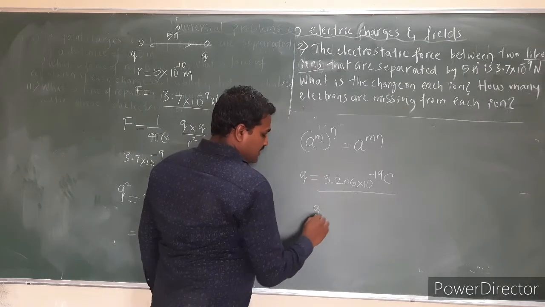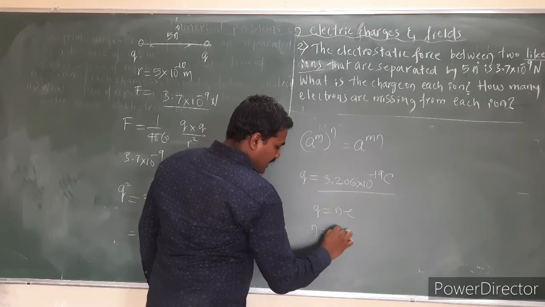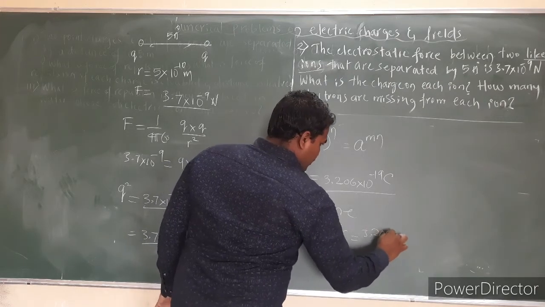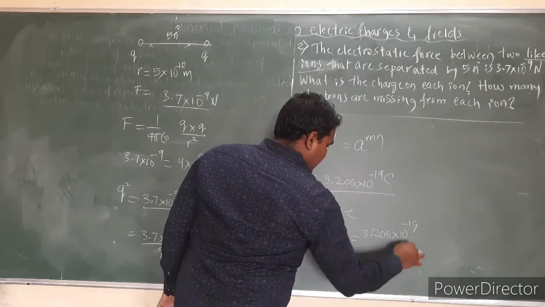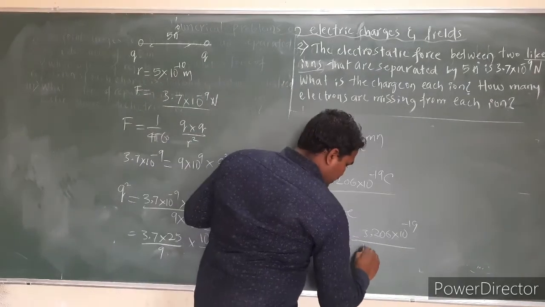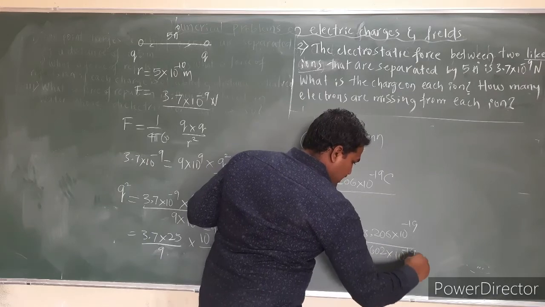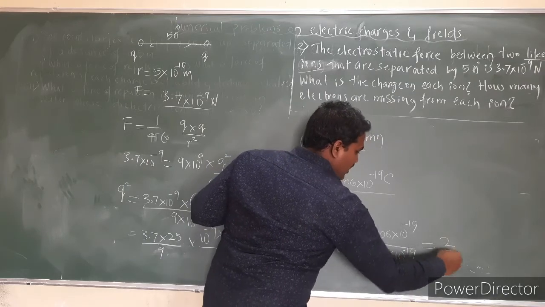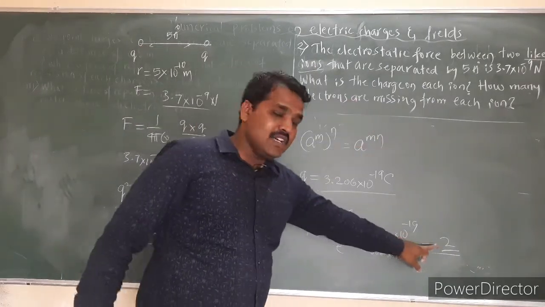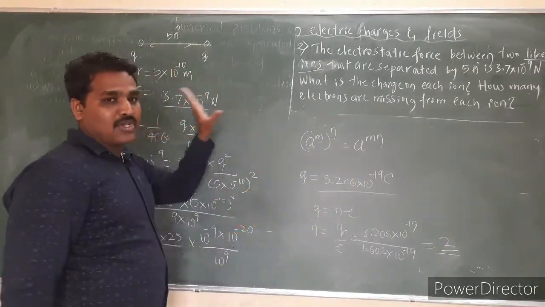By quantization of charge, I can write Q is equal to n into e. So n is Q divided by e, which is 3.206 × 10^-19 divided by the charge of one electron, 1.602 × 10^-19. This comes out to be 2. So the number of electrons missing from each ion is nearly equal to 2. This is the solution of the given problem.